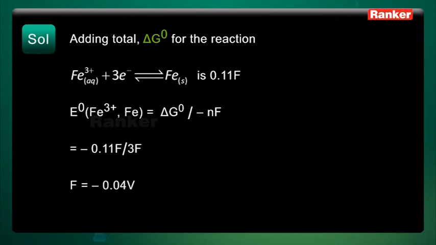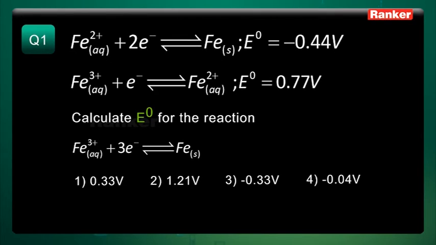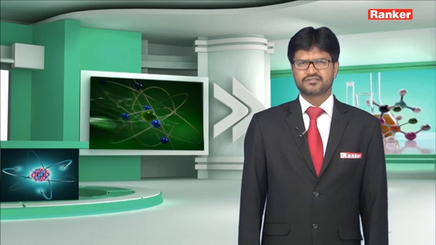So E0 Fe3+/Fe is delta G0 divided by minus nF. So putting the values, you get the value minus 0.04 volts. This is the E0 corresponding to the equation ferric Fe3+ + 3 electrons gives Fe. That is how it is done. So first change the intensive property into extensive property and again get back the intensive property. So the correct answer, if you go back to the question, look at the correct option. The correct option is fourth option, minus 0.04 volts. That's all. Thank you.